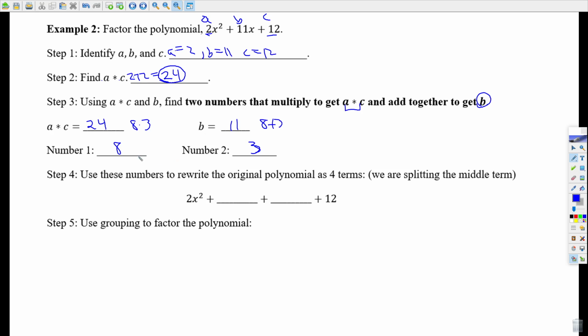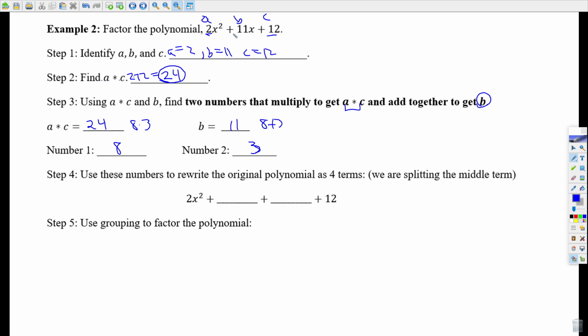So we have a little bit more work to do. We're not just going to end it here. Like before, we were able to say x plus 8, x plus 3. Not here. Once we have that combination, using these numbers, we're going to rewrite the original polynomial, which is the one up here, as 4 terms. So we're splitting that middle term.